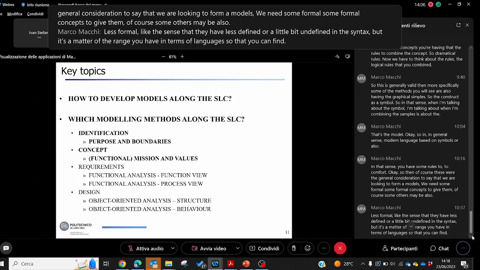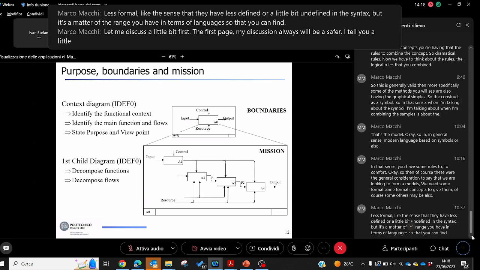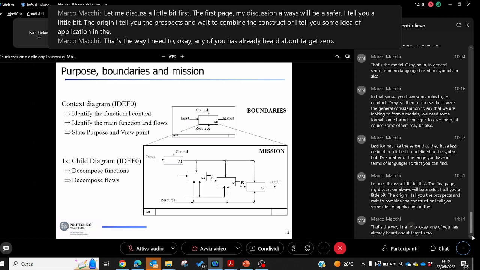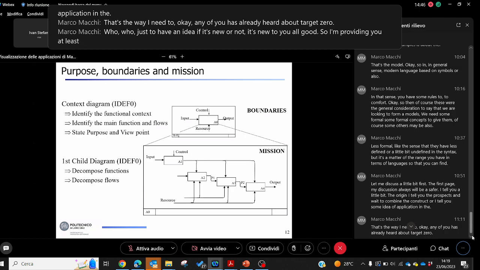That said, let me discuss a first case. My discussion will always be, as said, that I tell you a little bit of the origin, I tell you the constructs and the way to combine the constructs, and I give you some idea of application in the life cycle. That's the way I will do it. Okay? Has any of you already heard about IDEF0? Just to have an idea if it's new or not. It's new to you all. Good. So I'm providing you at least some additional value.